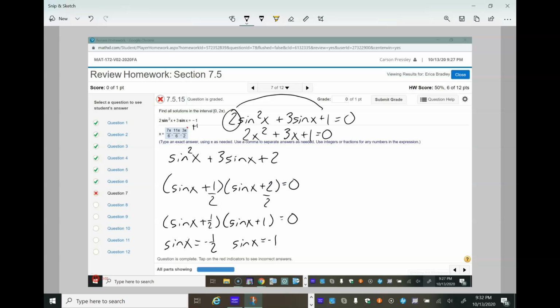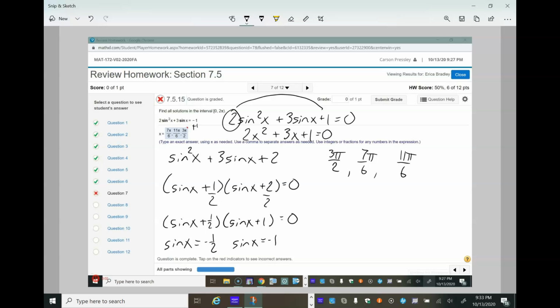So again, at this point, this is when you just go to your unit circle. They asked for us in radians. I know that sine is negative 1 at 3 pi over 2. So there's one of my answers. And then I look for when is sine negative 1/2. Well, that would be in the 4th quadrant and the 3rd quadrant. So it's negative 1/2 at 7 pi over 6, and it's also there at 11 pi over 6.